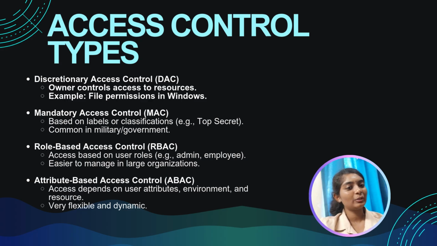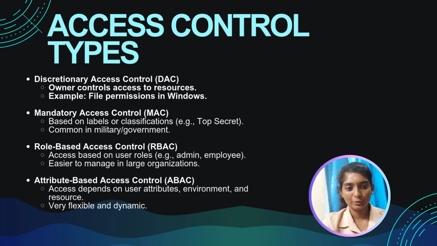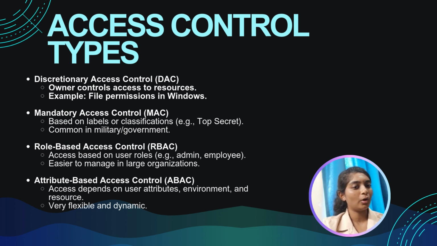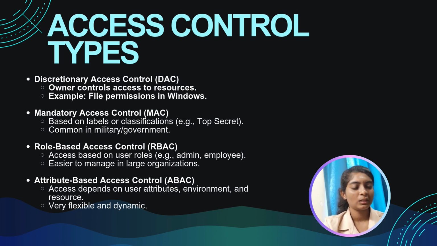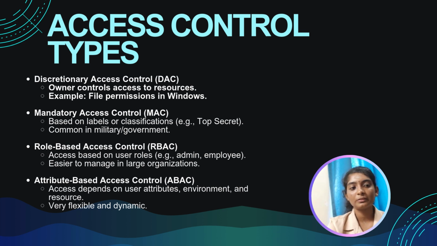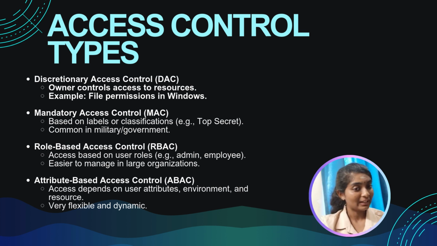Now let's look at the four main types of access control. The first one is discretionary access control, or DAC. In this type, the owner of the resource decides who is allowed to access it. For example, on a Windows computer, the file owner can set who can read, write, or execute the file.